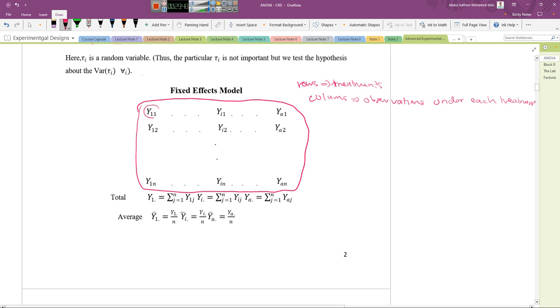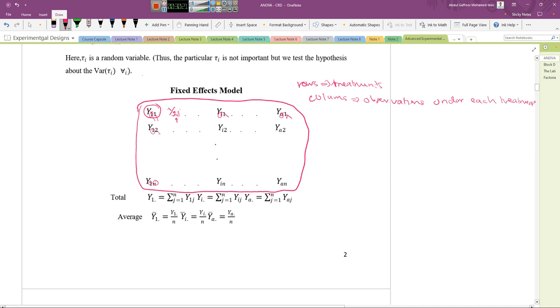Now Y11 means the first treatment, first observation, right? And after that we will have, just let me write, y21. This is the second treatment, first observation, and this is the ith treatment, first observation, this is the a-th treatment, first observation. Similarly, if I consider the first treatment, first observation, first treatment, second observation, and first treatment, nth observation, right? So similarly we can interpret all these data points.